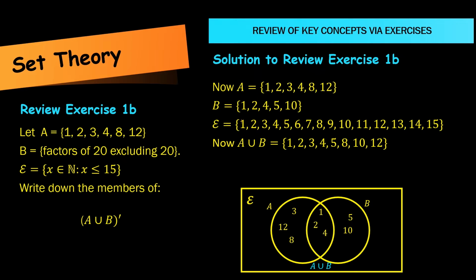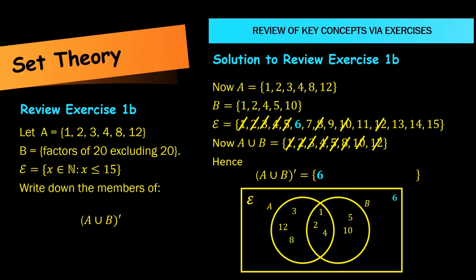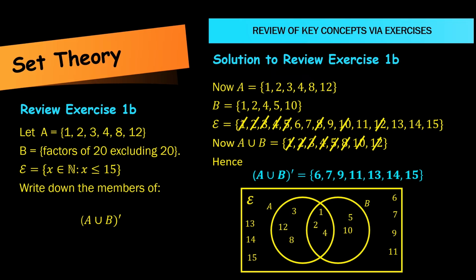So what's left? What's in the universal set which is not in A or B? We remove 1, 2, 3, 4, 5, 8, 10 and 12. So these have all been already taken account of. And what's left is 6, 7, 9, 11, 13, 14 and 15. And so the set of numbers A union B complement is equal to 6, 7, 9, 11, 13, 14 and 15 as shown.